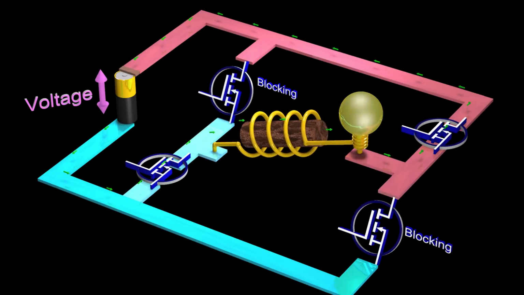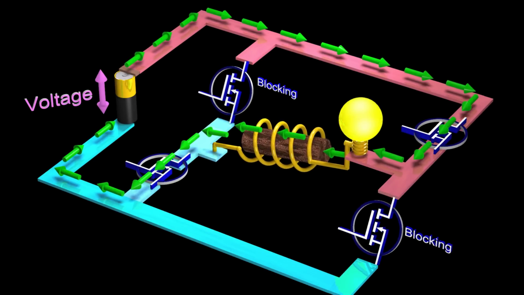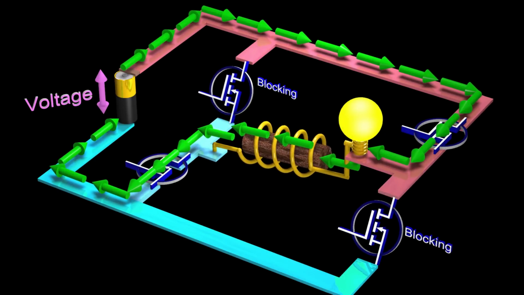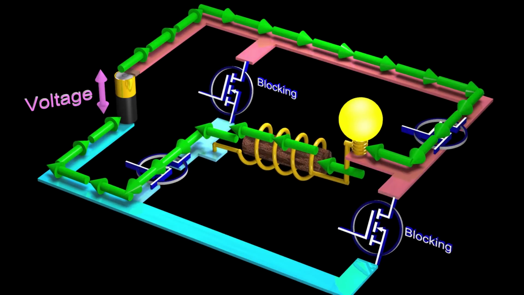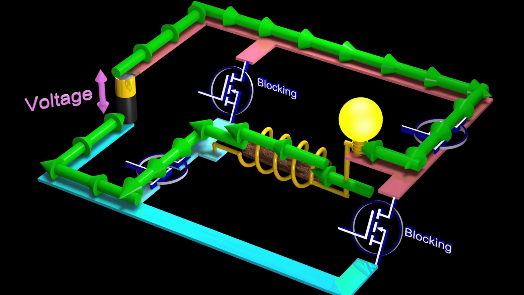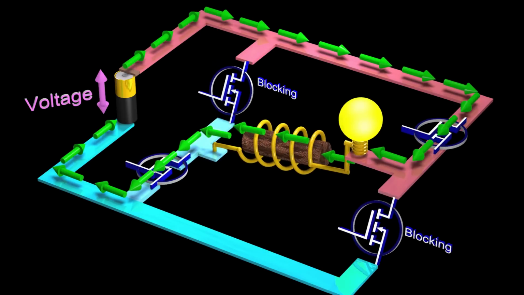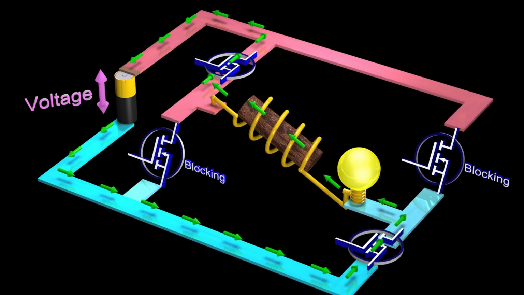This is because ideal switches and ideal inductors do not dissipate any energy as heat. Therefore, in theory, 100% of the energy exiting our DC voltage source could be delivered to our output, represented here as a light bulb.